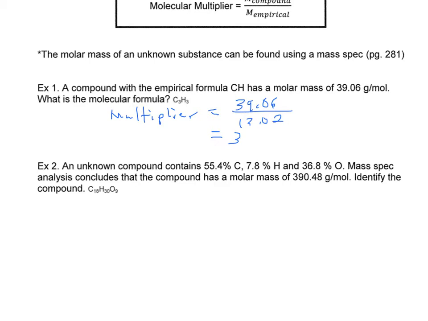Step 7 of the method says multiply the empirical formula by the molecular multiplier. This is where I like to include ones in my empirical formula on elements that only have single atoms. That reminds me to times each of the elements by 3. The real compound is C3H3 in example 1.